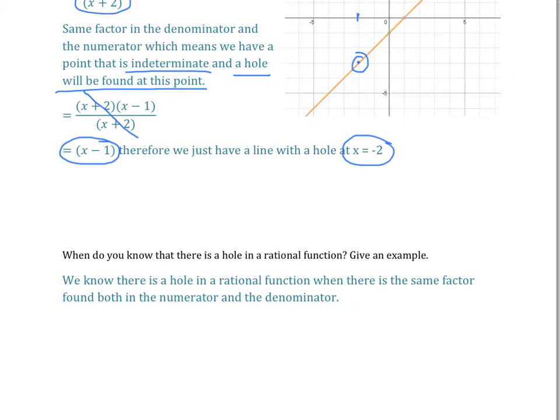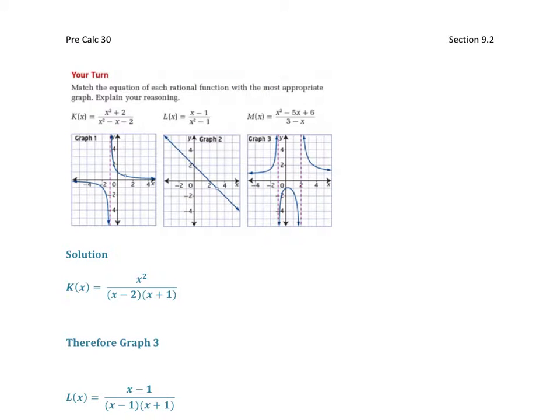So when do we know that there is a hole in a rational function? We know that there is a hole in a rational function when there's the same factor found in both the numerator and the denominator. So an example would be just the one we just did. The last example that we're going to look at today is taking rational equations and matching them with their graph.